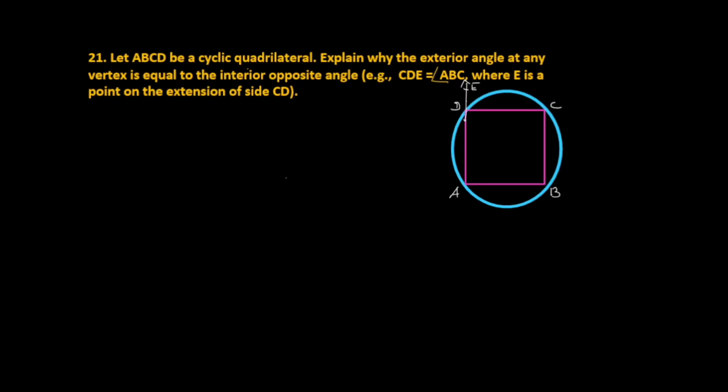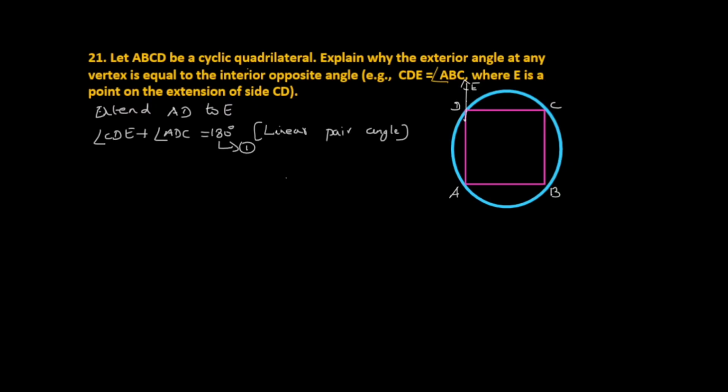First question: ABCD is a cyclic quadrilateral. Explain why the exterior angle at any vertex is equal to the interior opposite angle. Let's extend AD to E. We will have a linear pair of angles there. Angle CDE plus angle ADC is equal to 180. The reason is linear pair angles.